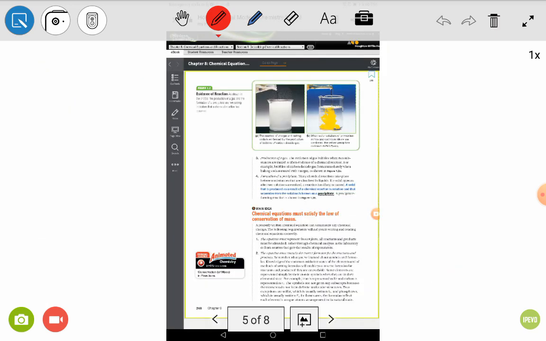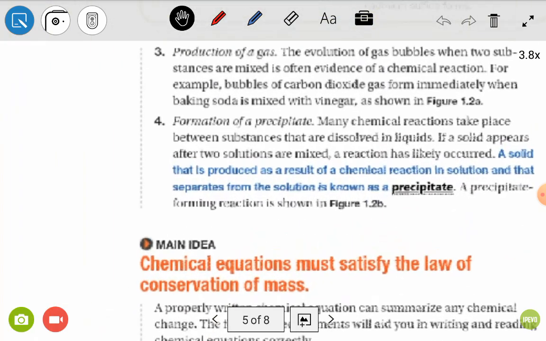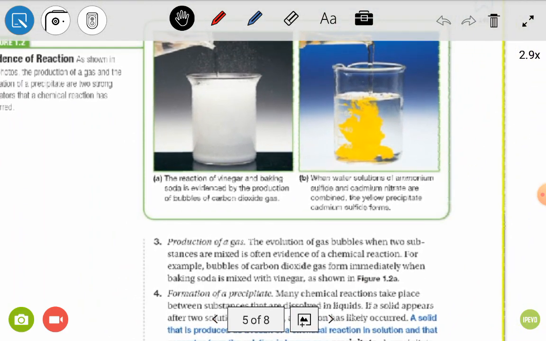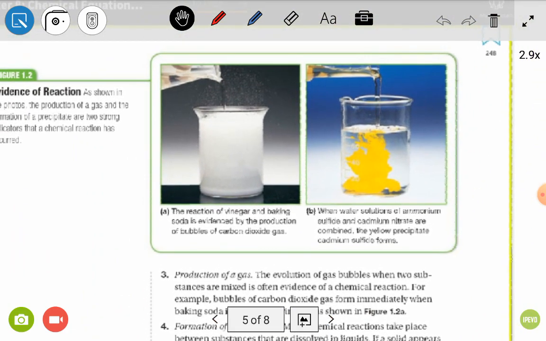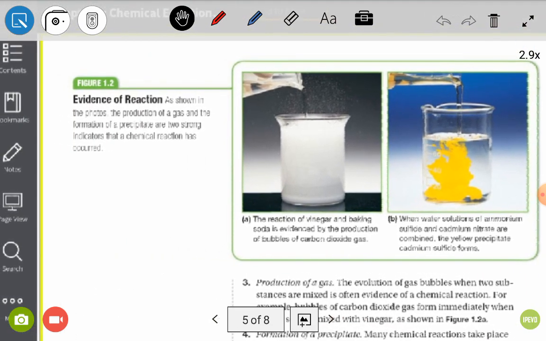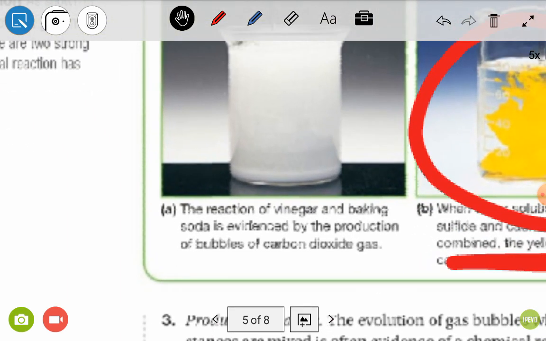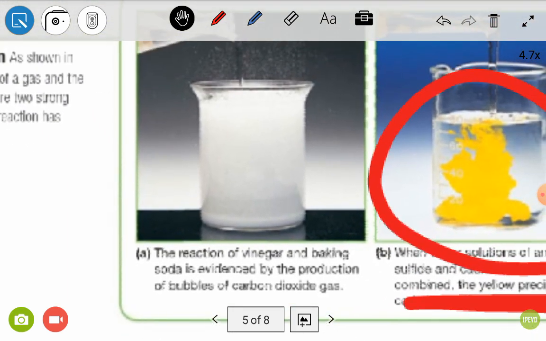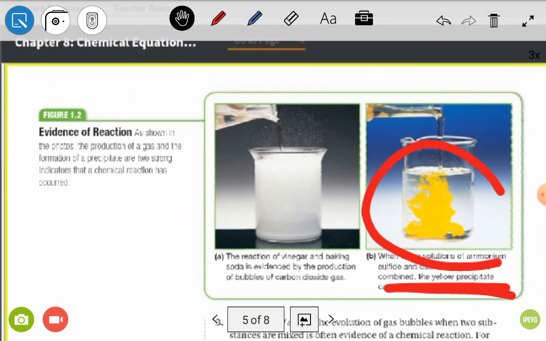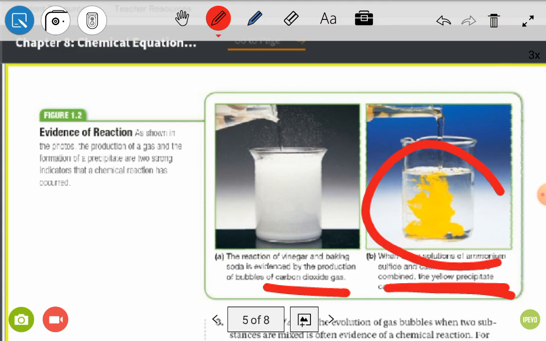Let's proceed. Yes, the yellow precipitate from cadmium sulfide. On the other hand, in that part, the reaction of vinegar and baking soda together is evidence of a chemical reaction: the formation of bubbles comes out due to the formation of carbon dioxide gas here.